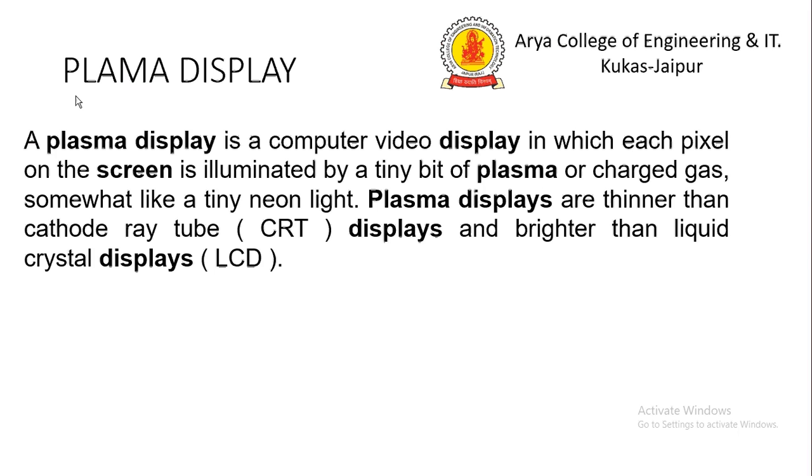What is a plasma display? A plasma display is a computer video display in which each pixel on the screen is illuminated by a tiny bit of plasma or charged gas, somewhat like a tiny neon light. Plasma displays are thinner than cathode ray tube displays and brighter than liquid crystal displays.